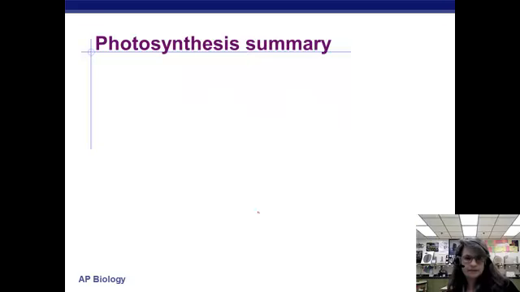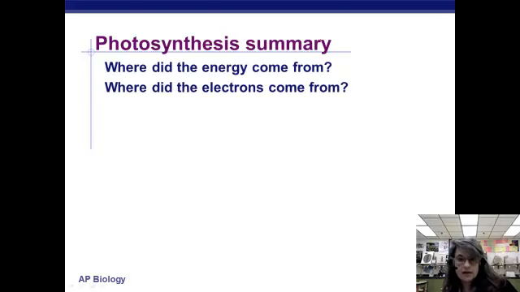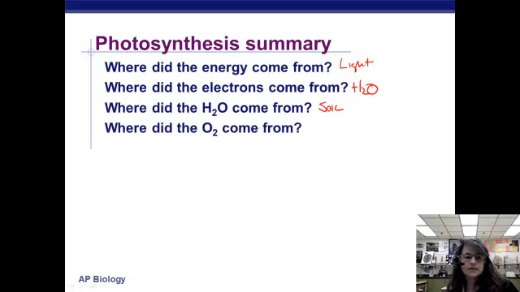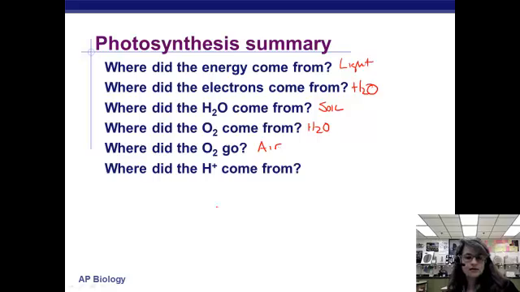Okay, so summary. Where did the energy come from? The energy in the light reactions comes from light. Where did the electrons come from? They came from water. Where did the water come from? Well, that came from the soil and was transported up to the leaves in the xylem. Where did the oxygen come from? The oxygen came from the breakdown of water. Where does the oxygen go? It goes out into the air. Thank goodness we're breathing it. Okay? Where do hydrogen ions come from that fuel ATP manufacturing? That came from water as well.